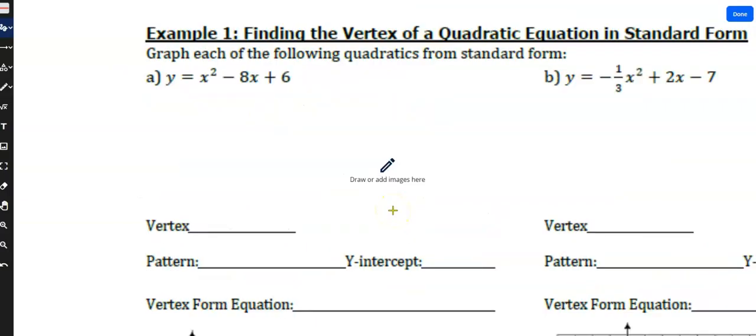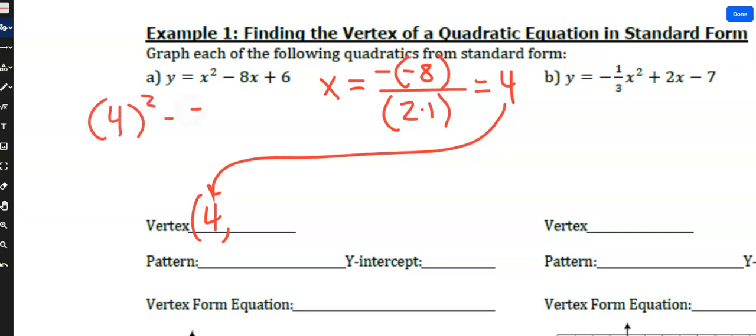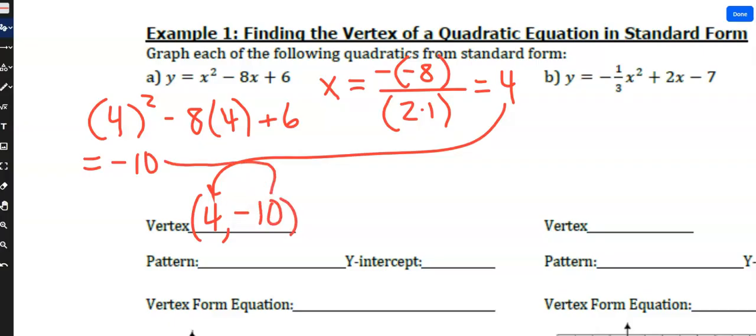So, if we do the opposite of b, the opposite of negative 8 over 2 times 1, we get 8 over 2, which is 4. So now we know the first part of the vertex, right? And how do we find the other part? Well, we plug it in. 4 squared minus 8 times 4 plus 6. So that would be 16 minus 32 is negative 16. Negative 16 plus 6 is negative 10. So now we know that negative 10 is the other side of it.